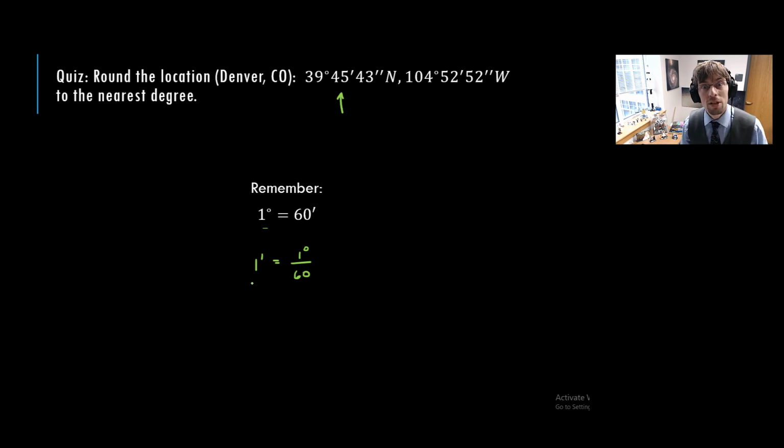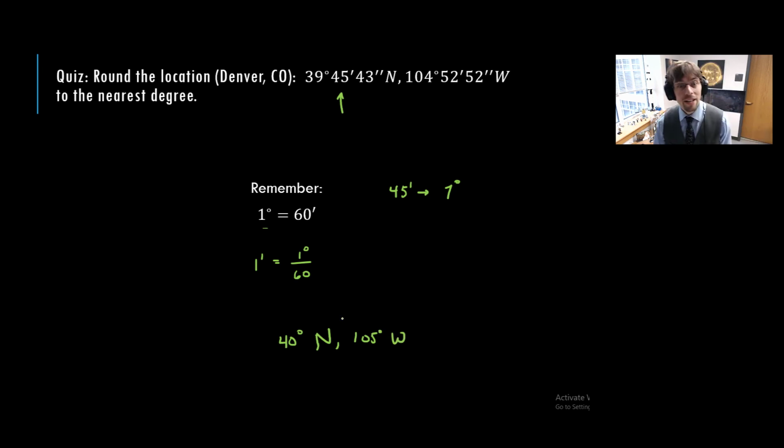So the question, should I round 45 arc minutes? Should I go up to the next degree or should I go down? Yeah, good. You should go up to another degree. So right here, we should round that to 40 degrees. So we'll say that it's at 40 degrees. Well, how about the longitude? You got it? Same thing, good. So we should say that Denver, Colorado, is roughly 40 degrees north and 105 degrees west.